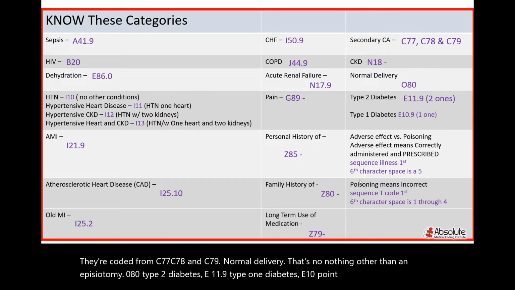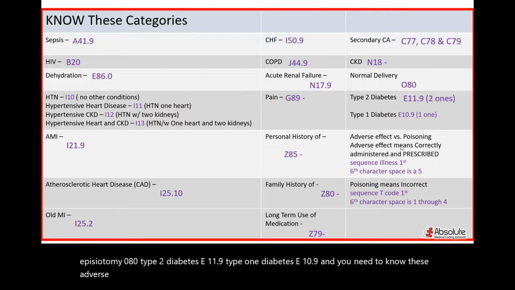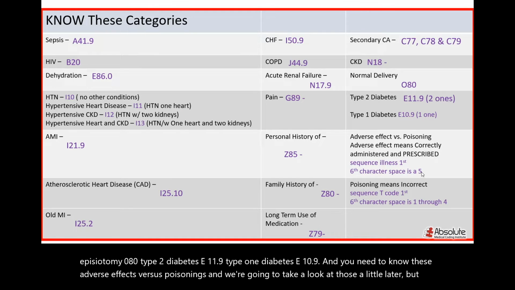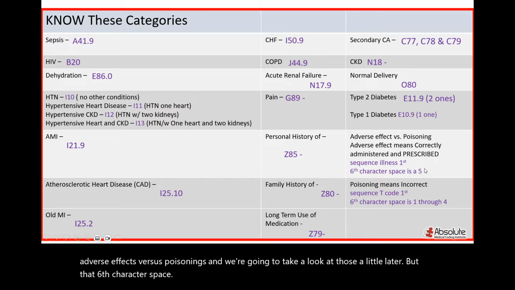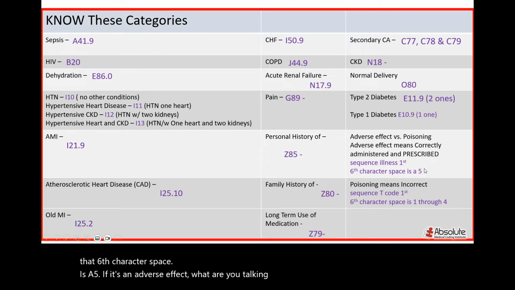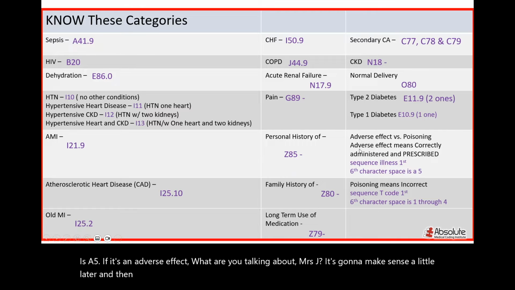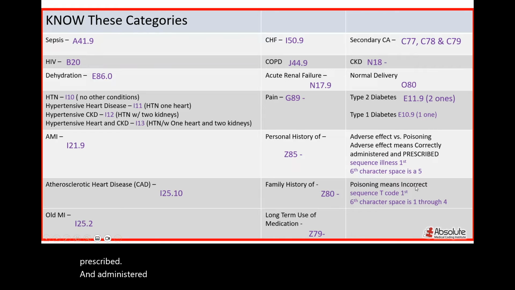And you need to know these adverse effects versus poisonings. We're going to take a look at those a little later. But that 6th character is a 5 if it's an adverse effect. What are you talking about, Mrs. J? It's going to make sense a little later. Adverse effect means that it was correctly prescribed and administered. Poisoning means incorrect. It wasn't even prescribed. That's a poisoning. So know the difference between those two.